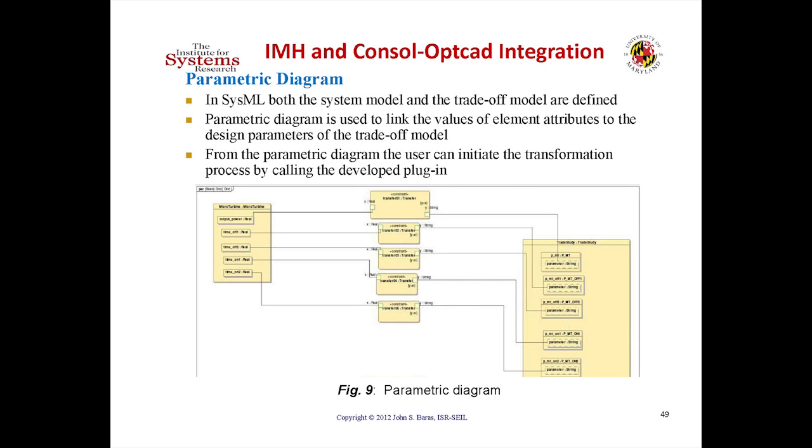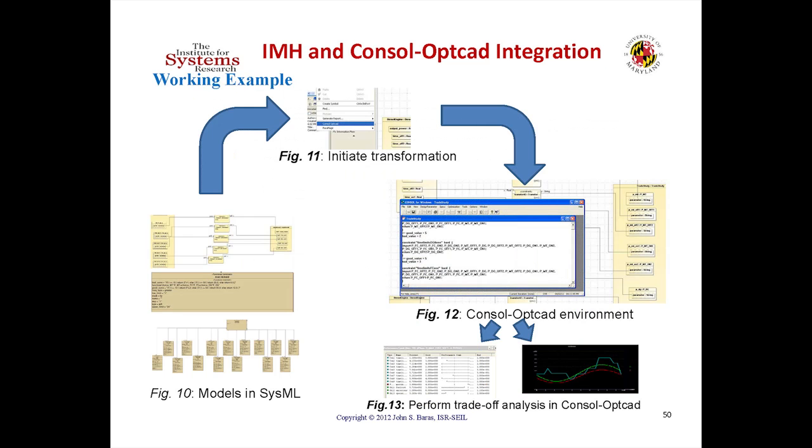So this is the linkage to the parametric diagram of SysML for various of the parameters that I introduced in the various components of the system. And that's how the loop goes, right? So I have the models in SysML. I initiate the transformation. I link to console of CAD, and I get the output, and keep going.